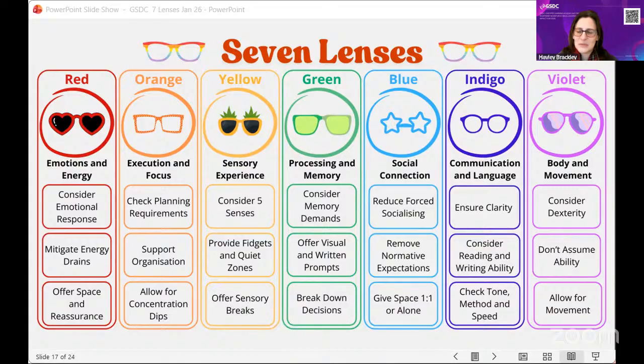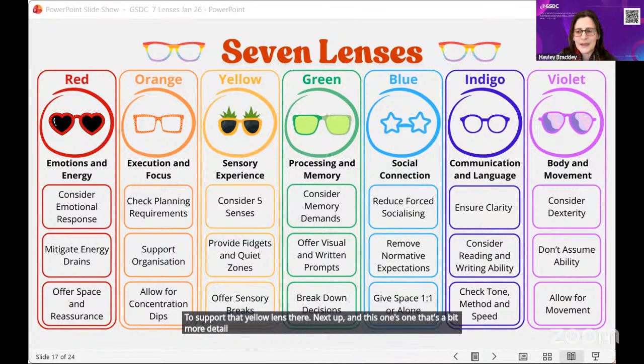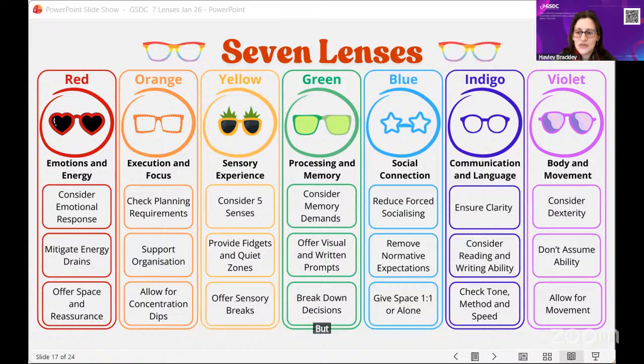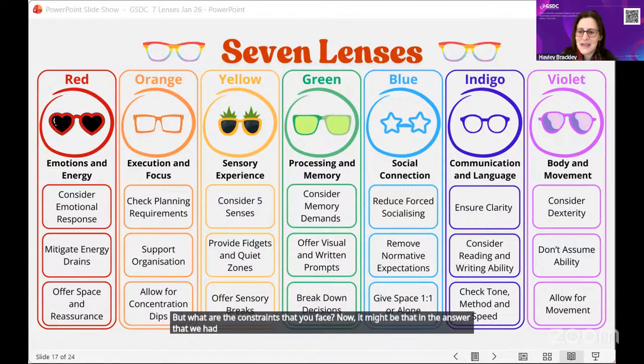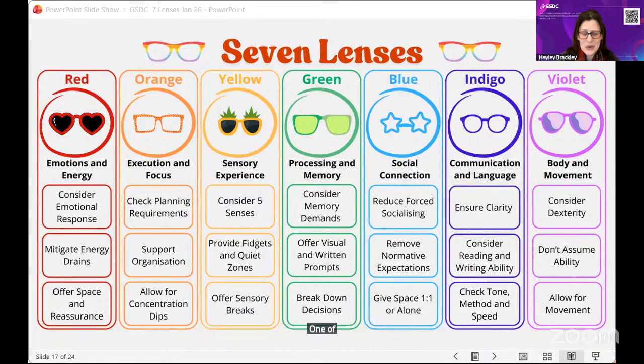Next up, and this one's a bit more detailed for you to go away and have a think about, but what are the constraints that you face? Now, it might be that in the answer we had here of making your text legible and not cluttered, maybe you're thinking, one of the constraints I've got is that there is so much information that I want to give, and it's about how I give that all in one go. So if that's the constraint, we're then thinking about what's the workaround. We're really conscious of the impact this can have for people. How do we do a workaround?